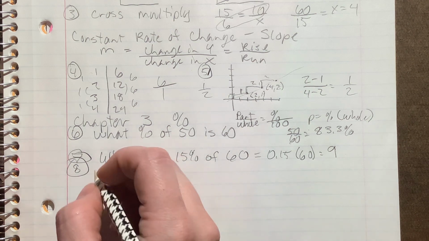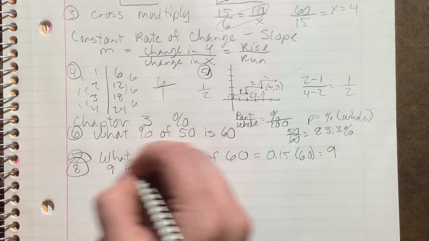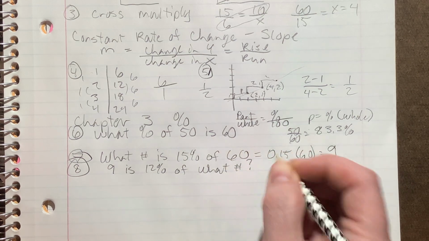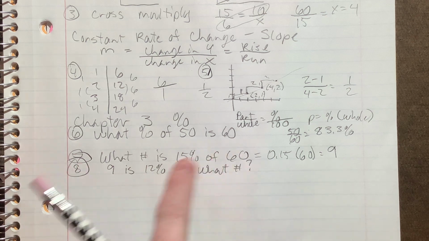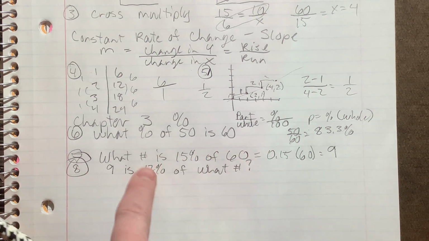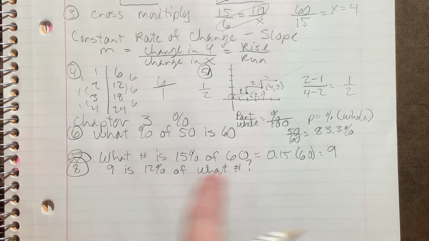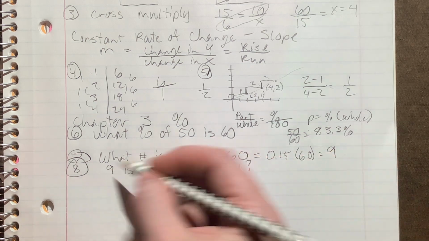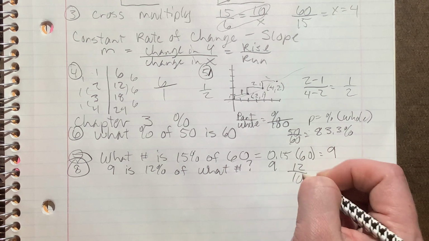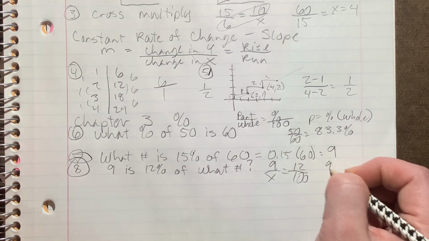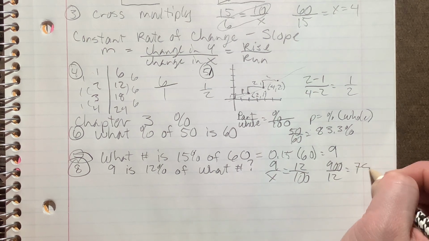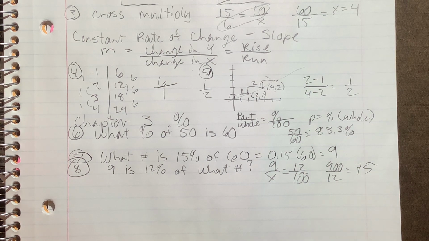Cool. Now this is interesting. 9 is 12% of what number? This time we've got the part and we've got the percent. We're solving for the whole. From the problem we just did, 12% is just a little bit less than 15%, so we know we're looking for a number kind of near 60. We can do the percent proportion if you want. We've got the part, which is 9, and the percent, which is 12, and we're solving for the whole. So we have 900 divided by 12, which is 75, which is just a little bit past 60. So there you go.